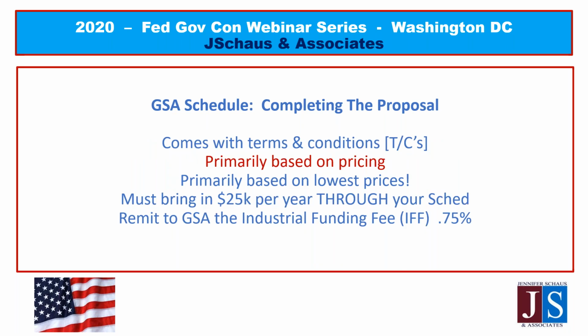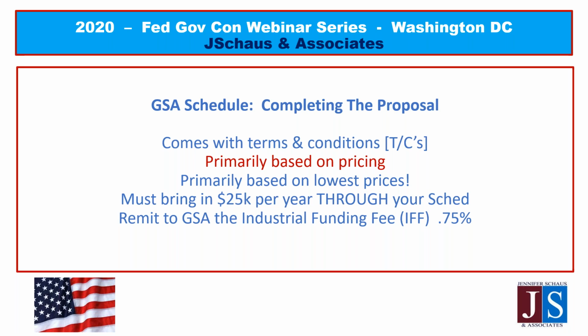It's a contract vehicle, so it is coming with terms and conditions, and it's 99.999% based on your pricing and primarily your lowest prices. You've also got to bring in at least $25,000 per year through your schedule. So in that example, if you've got $5 million coming in through the Air Force or the Navy or Department of Commerce or Ag or whoever it is, it doesn't matter to GSA. You've got to bring it in through your schedule. Otherwise, they're going to boot you off.